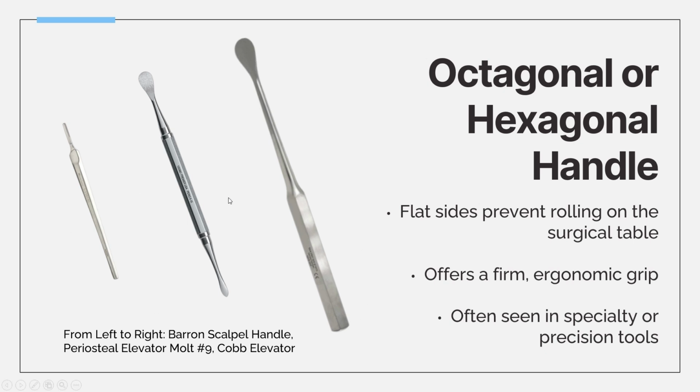And from left to right, we have the Baron scalpel handle. We have a periosteal elevator Molt number 9. These are actually used in dental surgeries. And we have a Cobb elevator, which is actually used in orthopedic surgeries.